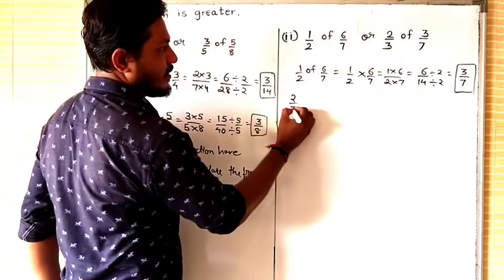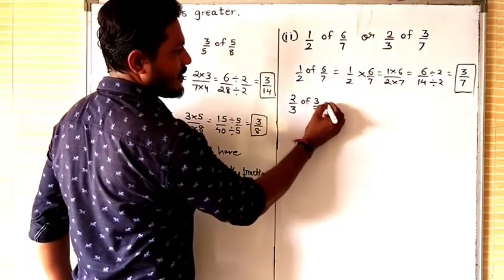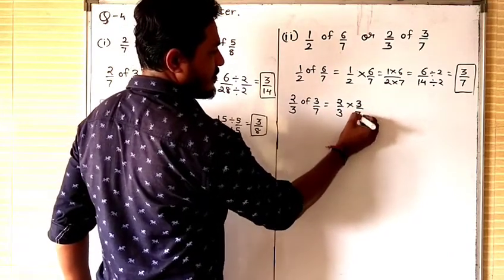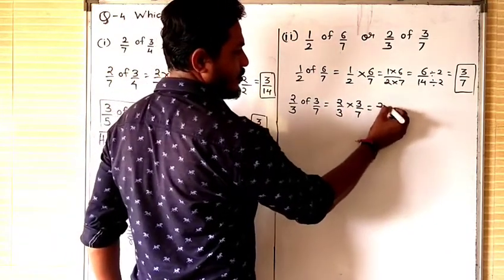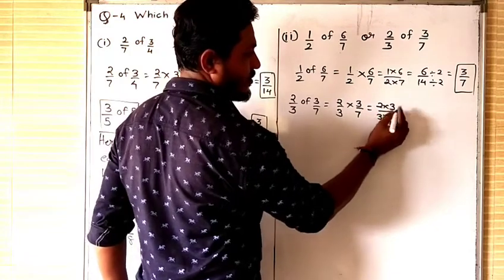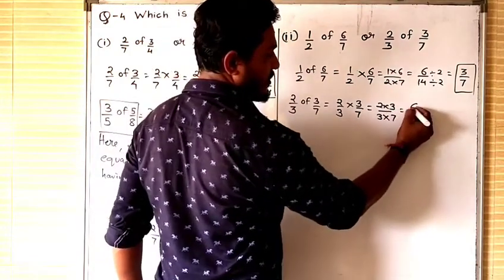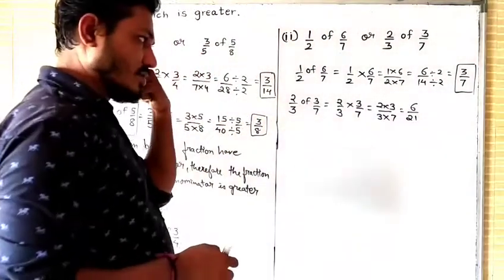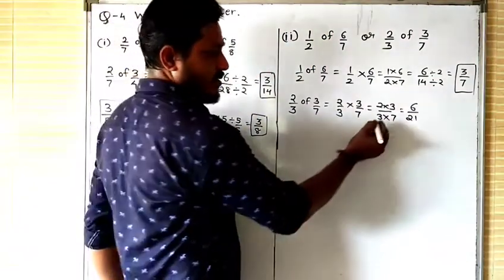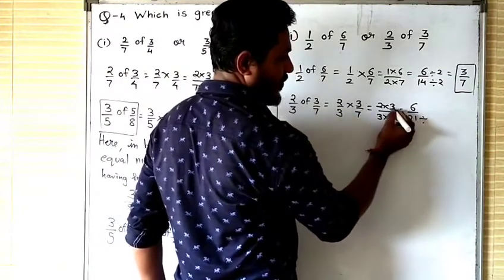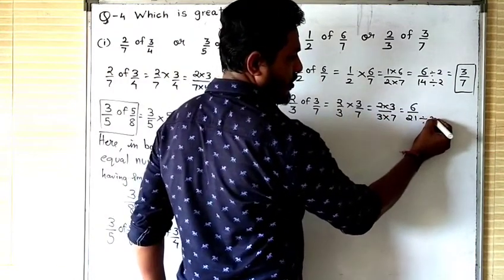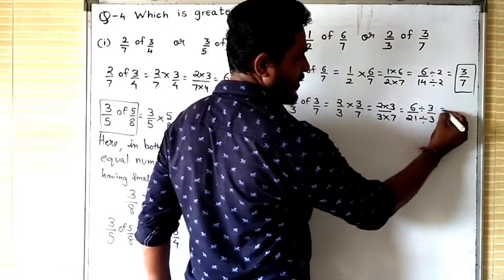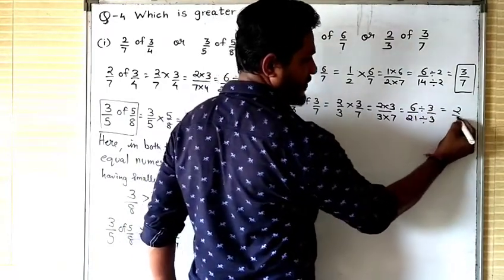Then 2 by 3 of 3 by 7. 2 by 3 multiply 3 by 7. 2 threes are 6 and 3 sevens are 21. Don't do direct cancellation. Now dear student, here also possible 3 and 3. So common factor I found 3. Divide both the values by 3. So 6 divided by 3 gives 2. 21 divided by 3 gives 7.